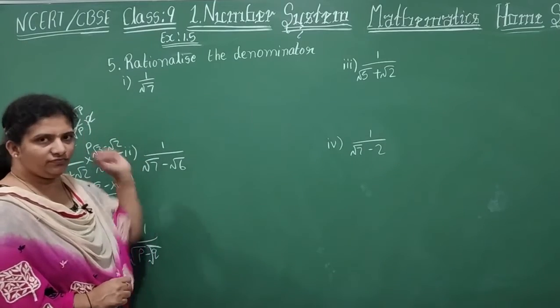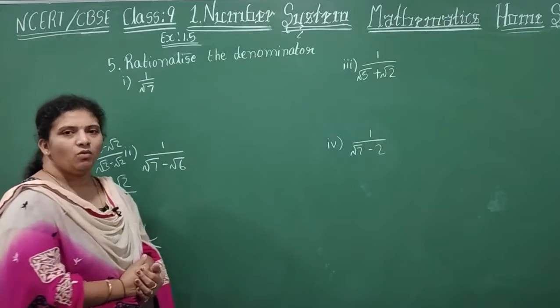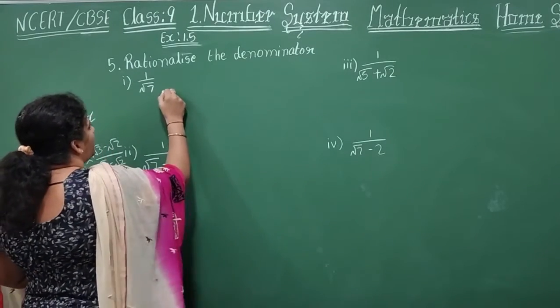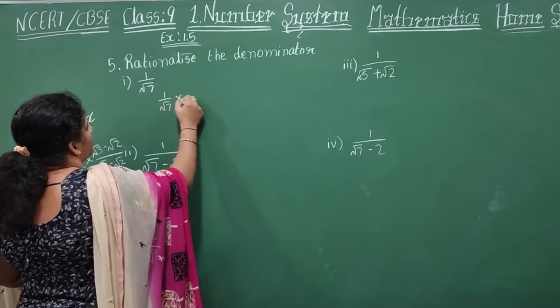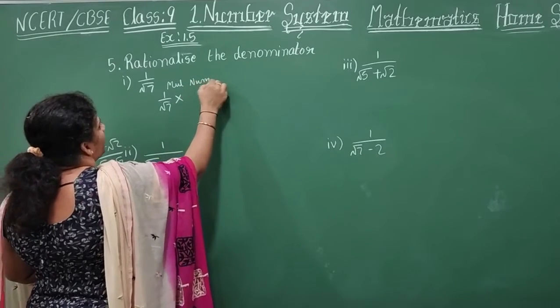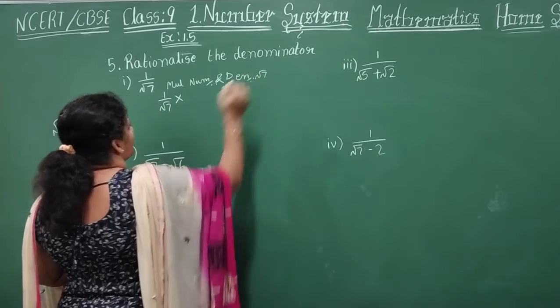Let's start here. Fifth main, first problem, children. What is that? 1 by root 7. What is the conjugate of root 7? Root 7 itself. So what we need to do? Multiply. You can write here: multiply numerator and denominator by root 7.